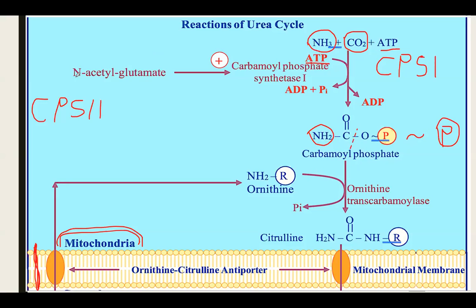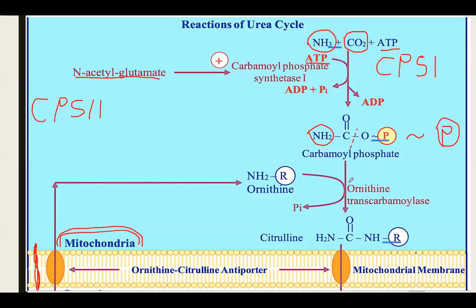What is this? This is an activator. As you see, some enzymes need an activator. Certain enzymes need magnesium. Other enzymes need calcium. Some enzymes need hormones to be activated. This enzyme needs N-acetyl-glutamate, glutamic acid with acetic acid attached to it. Carbamoyl phosphate. This reaction occurs in the mitochondria.